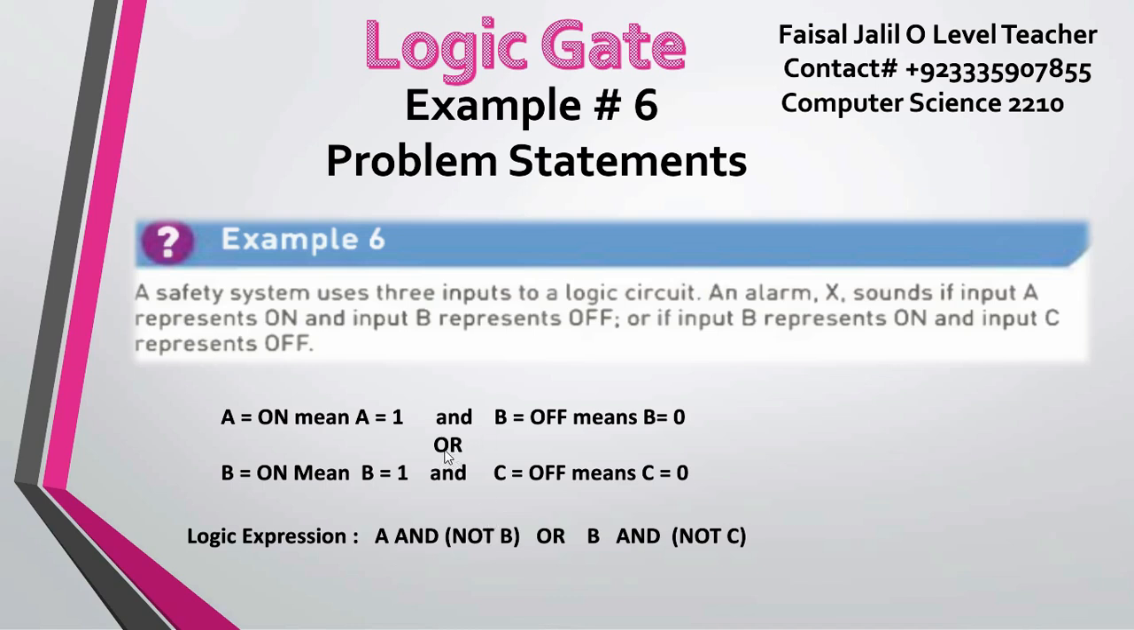Now next part is the OR gate. So I have just mentioned OR over here. Now B is equal to 1. So directly B, I will just mention here B. Simple B means that it is equal to 1. And after that we have this AND. So I just insert this AND gate over here. C is equal to off, or C is equal to 0, means NOT C. This is our complete logic expression. Now you can easily produce the logic circuit with the help of the logic expression.